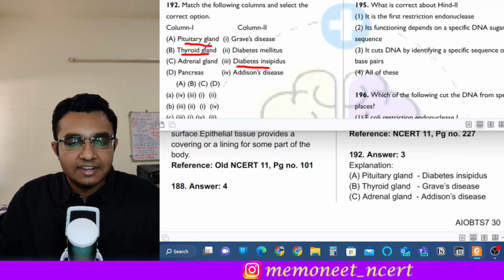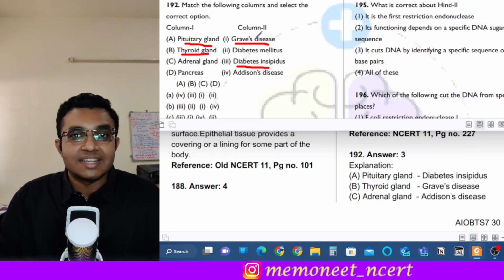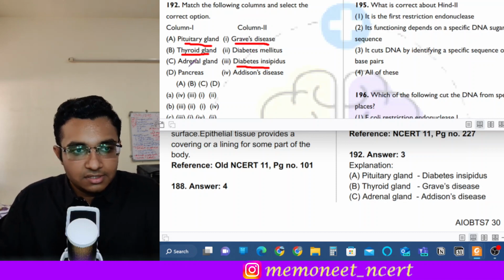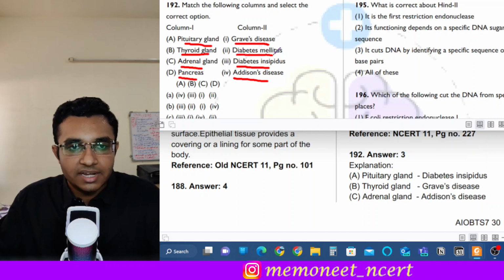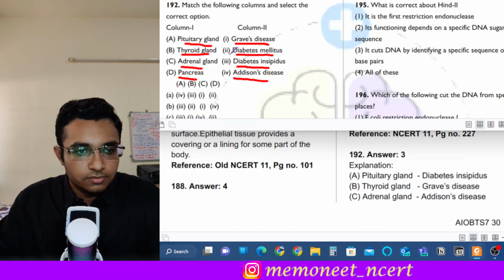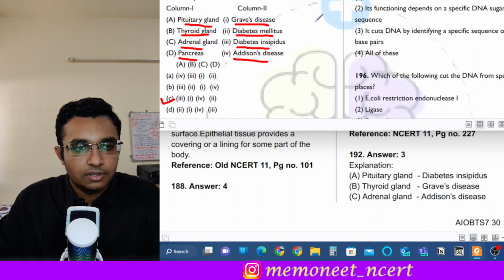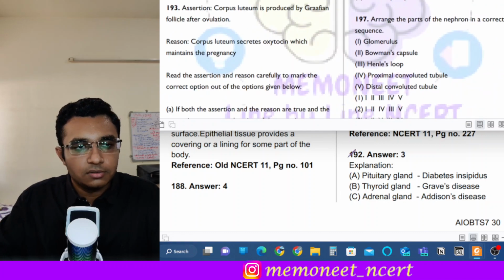Then thyroid gland. Thyroid gland is associated with Graves disease, in which excess amount of thyroid hormone is released. Then adrenal gland goes with Addison's disease, and pancreas releases insulin, and deficiency of insulin causes diabetes mellitus. So D goes with 2. So the correct option is option number 3. Moving on to the next question.